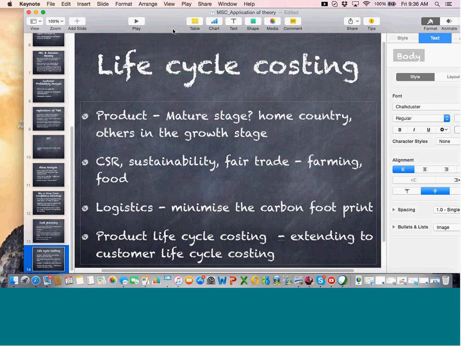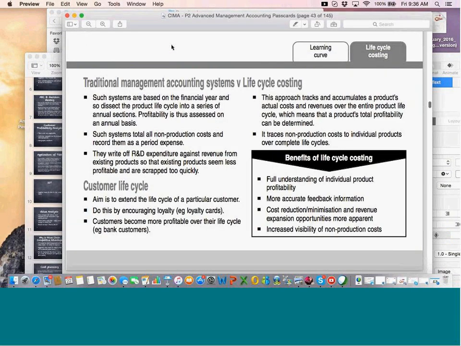Yeah, this is a very good term that you can use in your case. Life cycle costing is a term you can use because you should be technically savvy in this case, right? You are showing your technical skills: well, I know about life cycle costing. This is what it does. It not only looks at the product, but we can also use it in our management of customers, right?